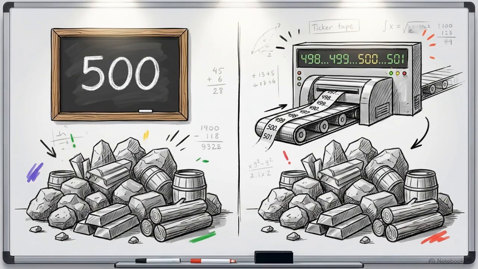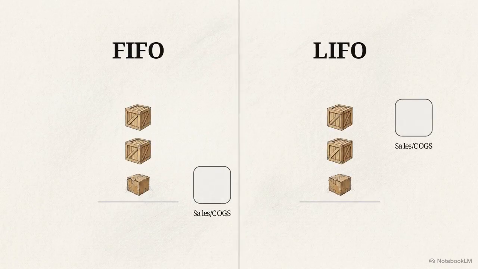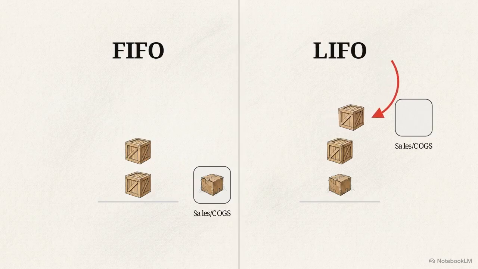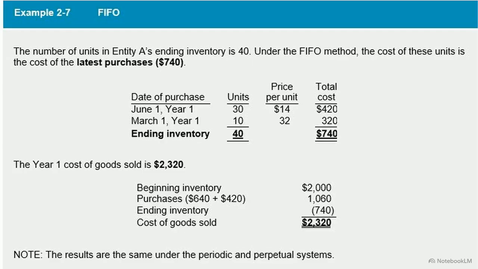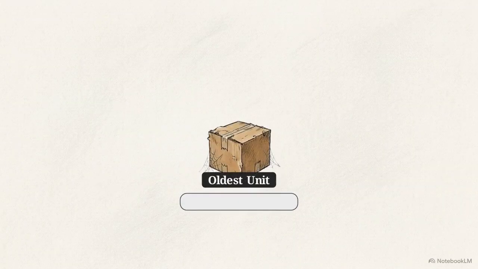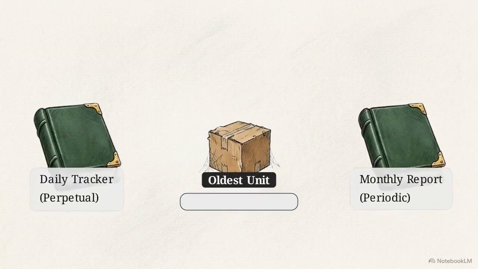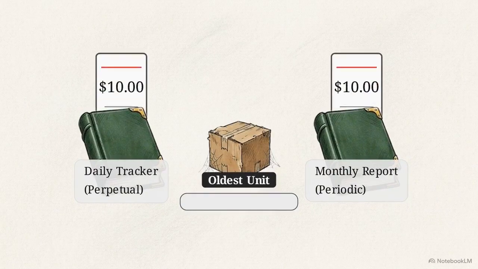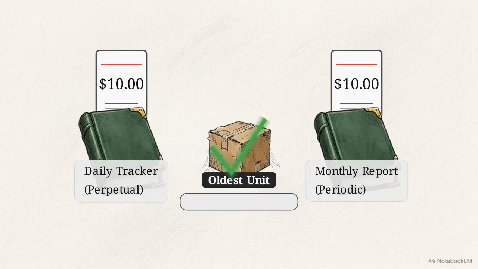The other 2 major models abandon averages entirely and organize costs chronologically. These are first in, first out, or FIFO, and last in, first out, or LIFO. This table demonstrates FIFO. The rule is simple. The oldest goods are sold off first. That means the ending inventory on the balance sheet is always constructed from the most recent, latest purchases. Because the oldest unit in the warehouse is always the oldest unit, regardless of when you check the records, FIFO produces the exact same financial results under both periodic and perpetual tracking systems.